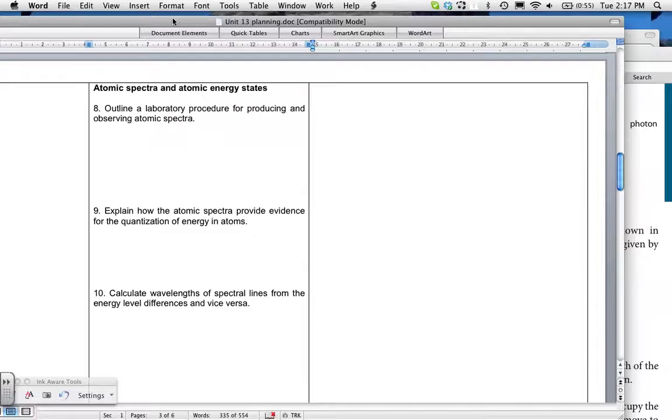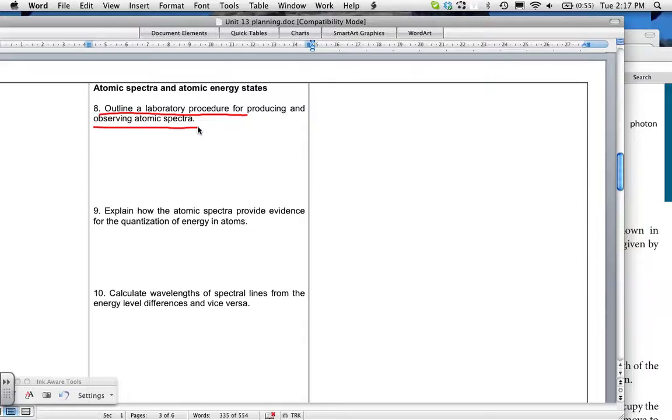Hello. This is the third in the discussions for the quantum physics section for the IB, and here we're going to be looking at the idea of atomic spectra and atomic energy states. So the first part: outline a laboratory procedure for producing and observing atomic spectra. This is a bit of review.